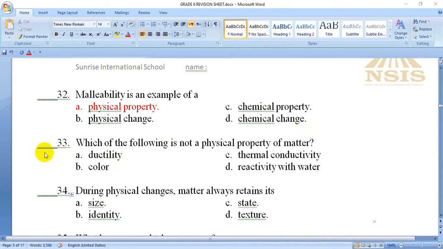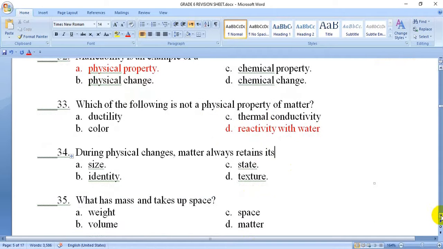Question 33, which of the following is not a physical property? Here all are physical properties except reactivity with water, because as we know, reactivity is not physical. Reactivity is a chemical property. So letter D. Let's go to the next question, 34.